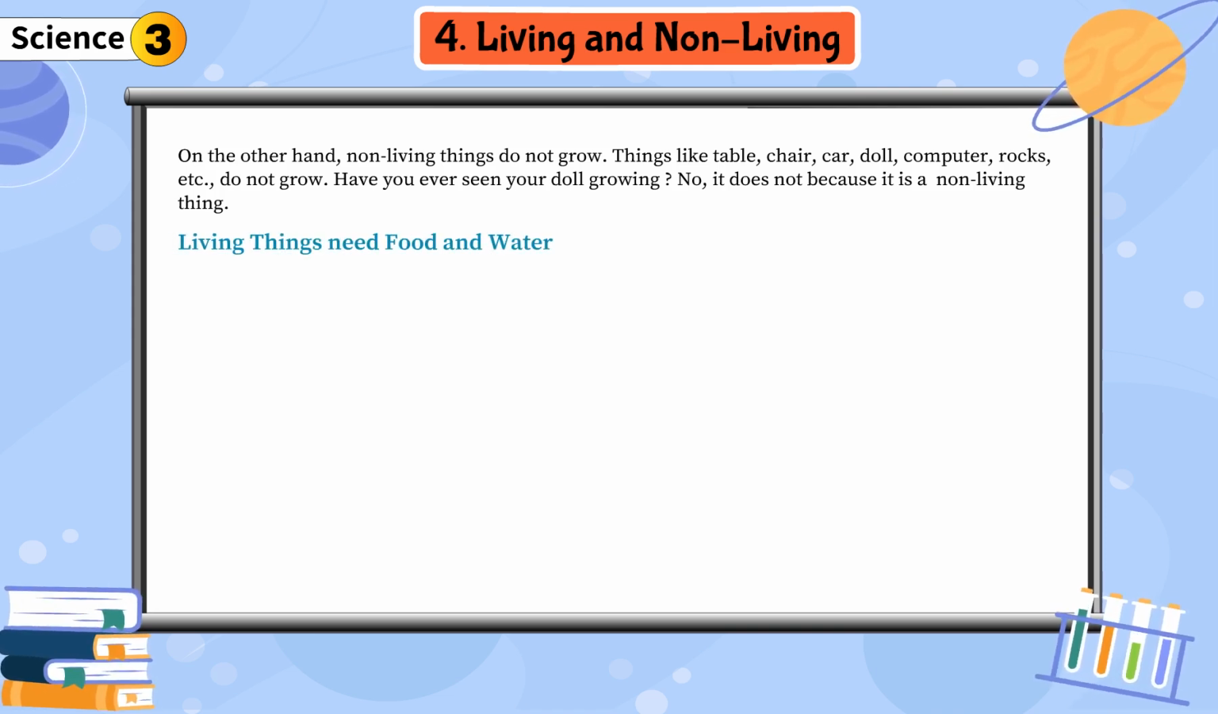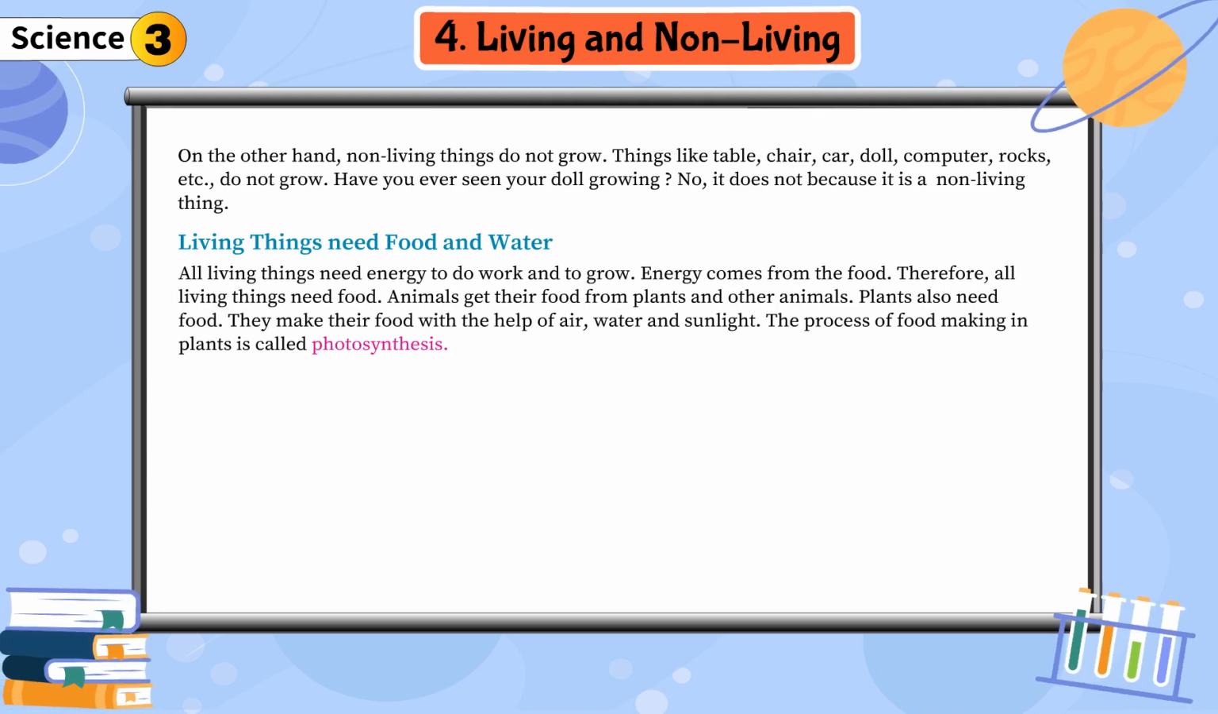Living things need food and water. All living things need energy to do work and to grow. Energy comes from the food. Therefore, all living things need food. Animals get their food from plants and other animals. Plants also need food. They make their food with the help of air, water and sunlight. The process of food making in plants is called photosynthesis.